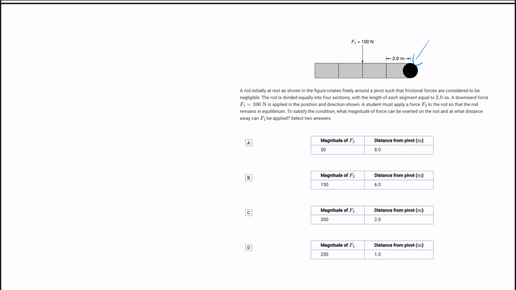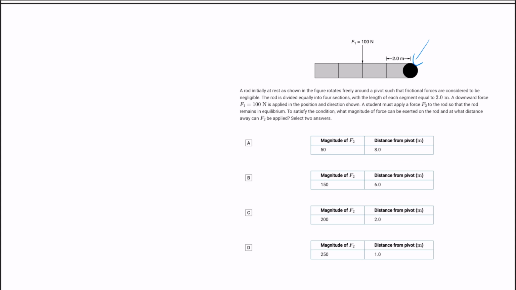A downward force of 100 newtons is applied in the position and direction shown. A student must apply a second force, we'll call it F sub 2, to the rod, so that the rod remains in equilibrium. To satisfy the condition, what magnitude of force can be exerted on the rod, and at what distance away can F2 be applied? Select two answers. All right.